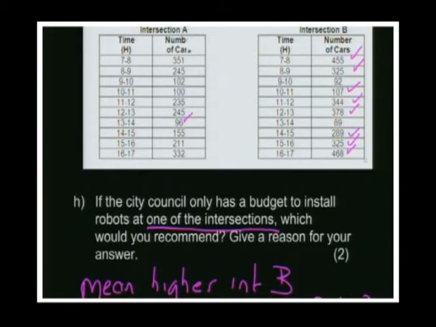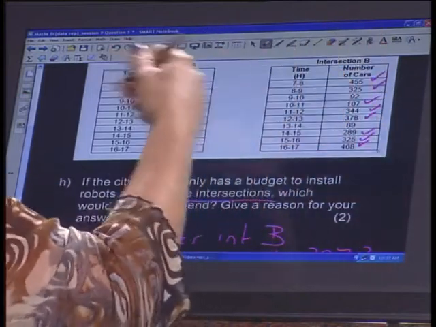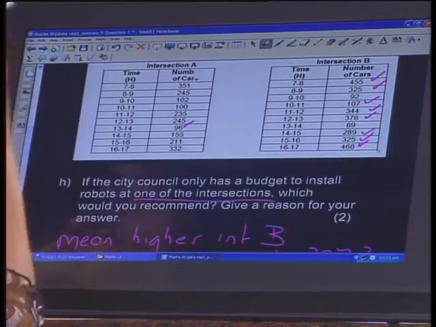So in actual fact, if I had to look at just the data and not base it on the calculations that I've done throughout the question, I can also say, well, 8 out of the 10 hours that we were examining, intersection B was busier, and therefore I would put a robot at intersection B.